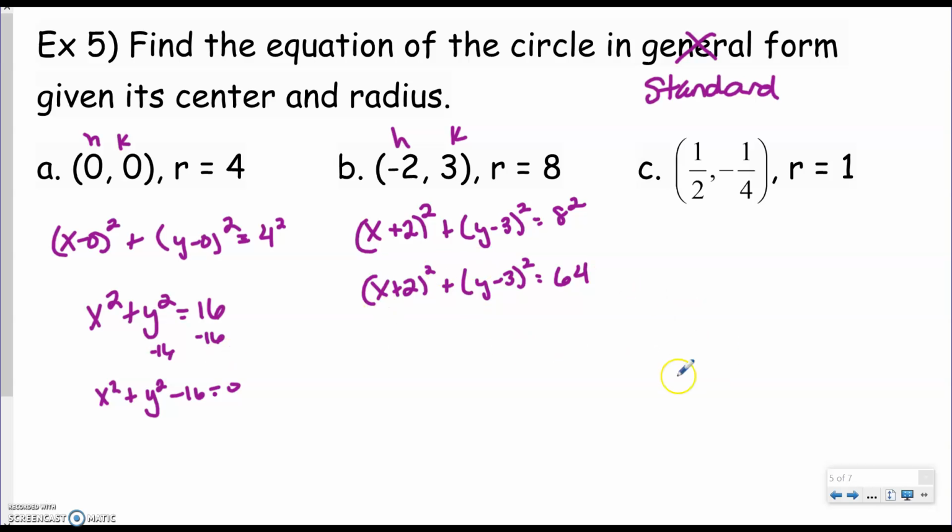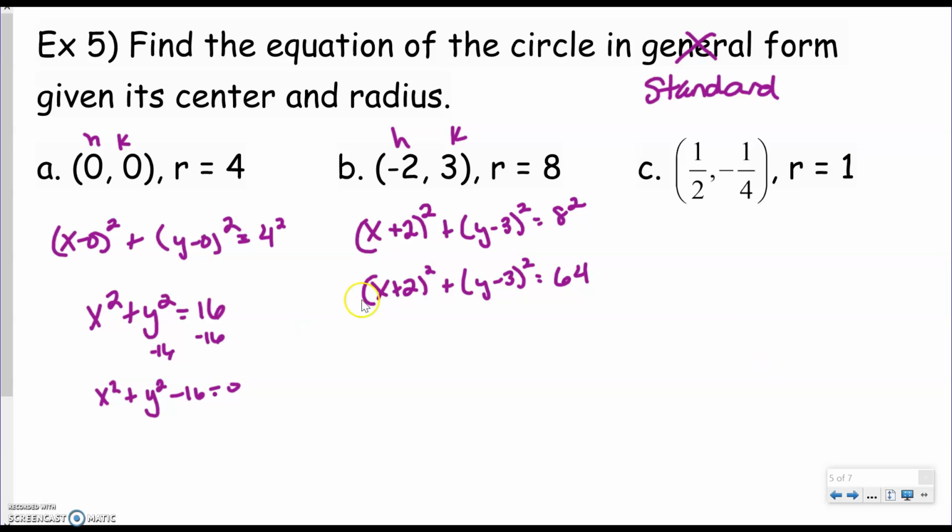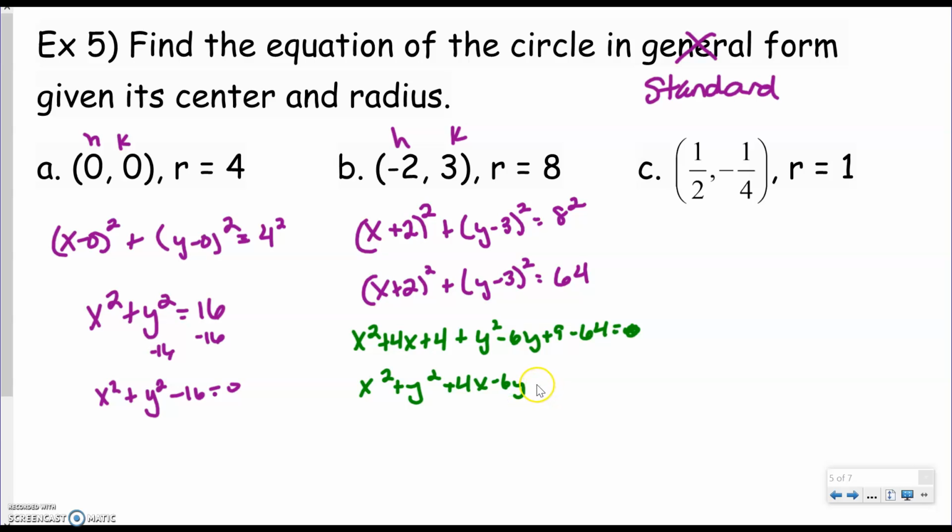And if you are going to change this to general form, you're actually going to multiply this out. So if I square this here, I get x squared plus 4x plus 4. And if I square that second group, I get y squared minus 6y plus 9. And then I'm going to subtract 64. We're going to combine like terms. Okay, so in general form, we have x squared plus y squared plus 4x minus 6y minus 51 equals 0. Again, this is not required, but this is general form. Okay, multiplying it all out.